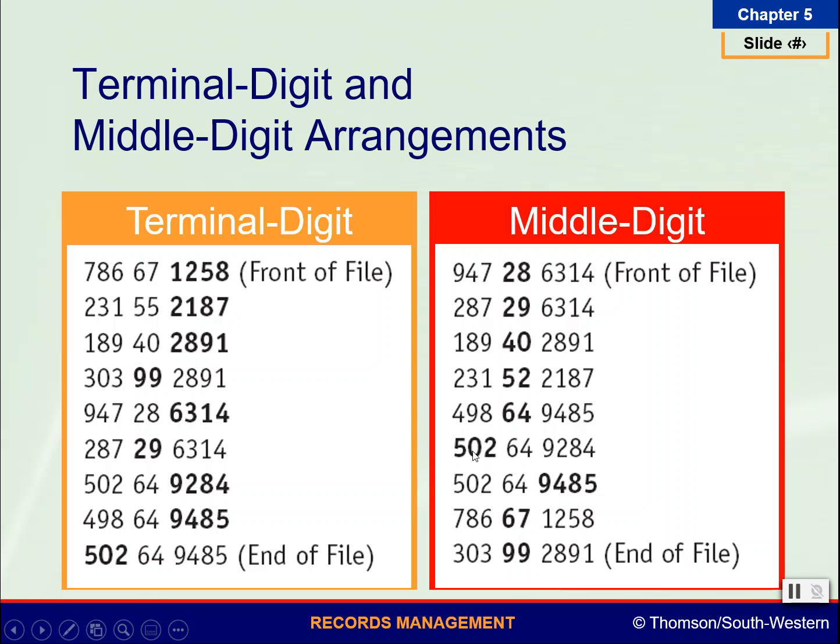So what happens when you see 502, you have the same number. The middle digit number is the same, 64, 64. You go to the second unit, 502, 502, which is the same. And now we proceed to the tertiary, the third one, 9284, 9485. So 9284 is lower than 9485, so you need to put this one first before 9485. These are the differences between terminal digit number as well as the middle digit number.